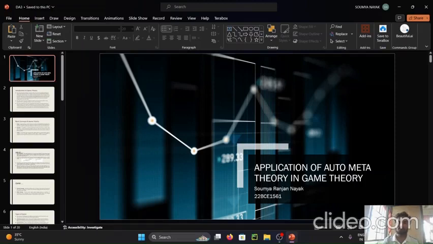So here is the topic. Our topic name is application of automata theory in game theory. We are going to discuss this entire topic in two parts. First, we will learn what game theory is, and secondly, we will learn how automata impact game theory. So let's jump into what game theory is first.